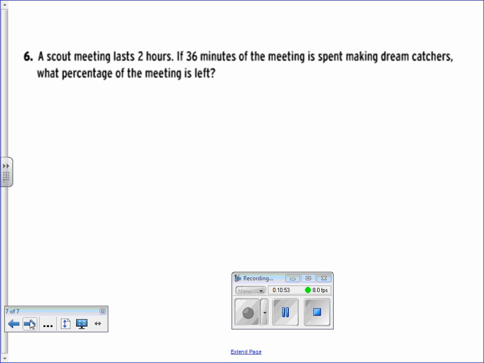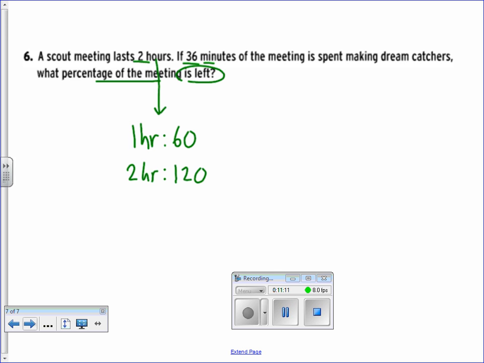A scout meeting lasts 2 hours. If 36 minutes of the meeting is spent making dream catchers, what percentage of the meeting is left? First of all, I have to know 1 hour is 60 minutes. So 2 hours is 120 minutes. So the whole meeting is 120 minutes. The part they used was 36 minutes.